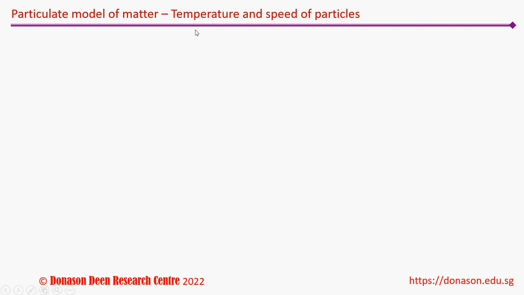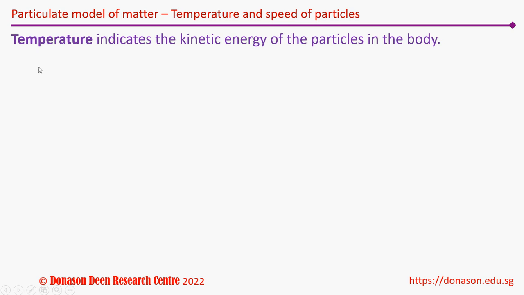Okay, now let's examine the relationship between temperature and the speed of the particles. The temperature is an indication of the kinetic energy of the particles in the body. Okay, kinetic energy means the energy that a body or a particle possesses due to its motion or its speed. So temperature gives us a good indication of the kinetic energy. Of course, the higher the kinetic energy of the particle, the higher the speed of the particle is going to be, and of course the higher the speed of the particle, the higher the temperature is going to be.